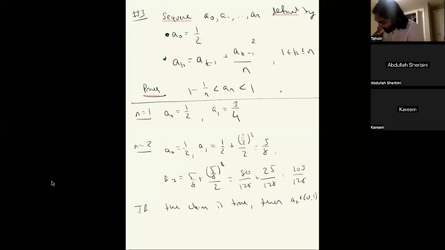So what do I mean? What I mean is that you can rewrite the recurrence as 1 over AK minus 1 equals 1 over AK plus (AK minus 1 over AK) times 1 over n. So I divided both sides by AK times AK minus 1.